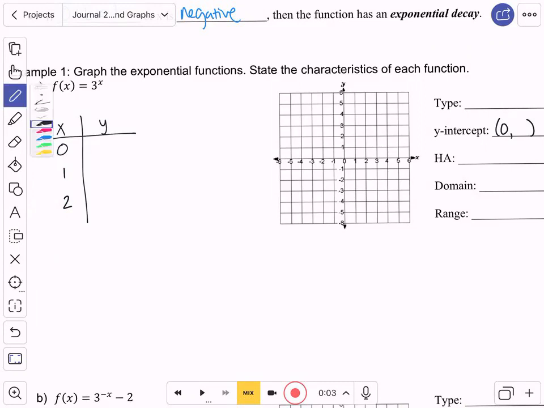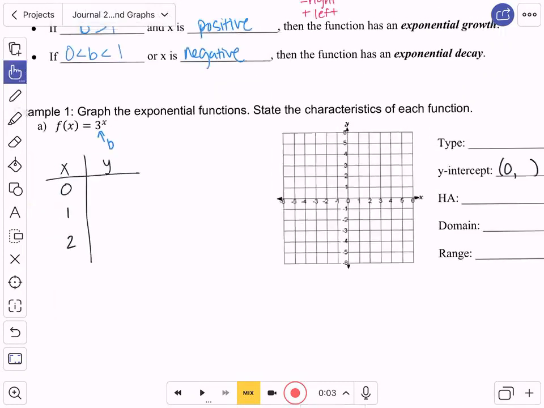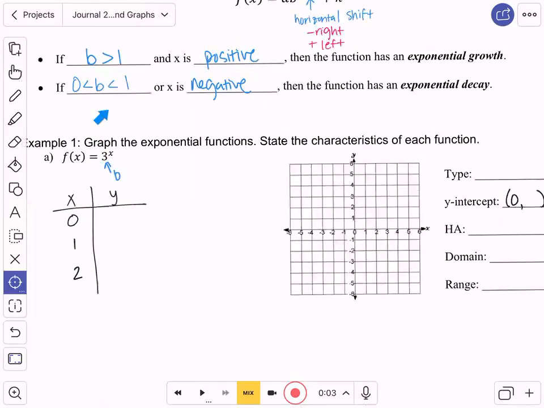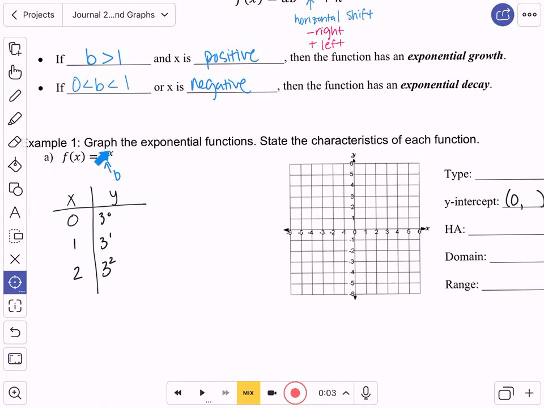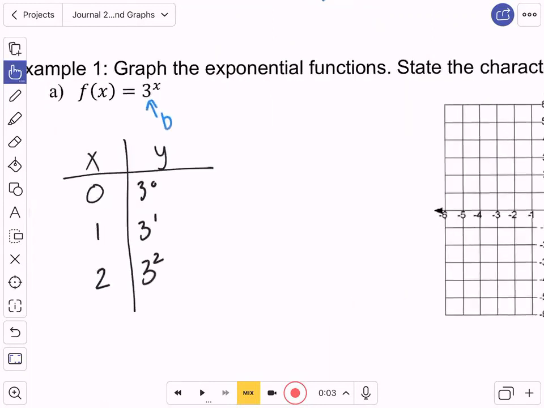Once I have these values, it looks like my base here is 3. Without even drawing anything, I can predict that this is going to be an exponential growth, because the base is greater than 1 and my x is positive. I'll double check once I draw it. So I'm plugging in 0 for x: 3 to the 0 power, 3 to the first power, and 3 to the second power. I've plugged in my x values and I'm ready to find the numerical value.